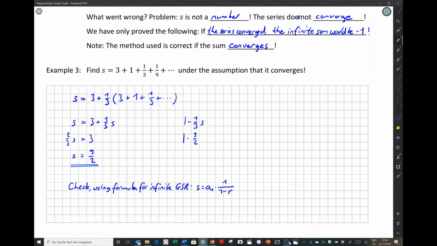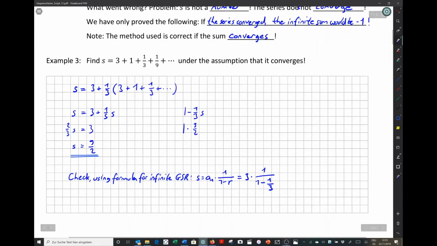So let us check this result using the formula for infinite geometric series. S is A1 times 1 divided by 1 minus R. The A1 in our case is obviously 3, and the R is 1/3, which yields 3 times 1 divided by 2/3, which is the same as 3 times 3/2, and we get as final result again 9/2, as expected.